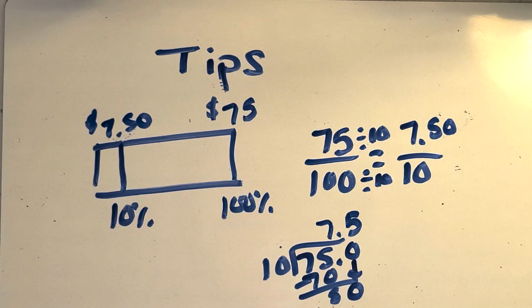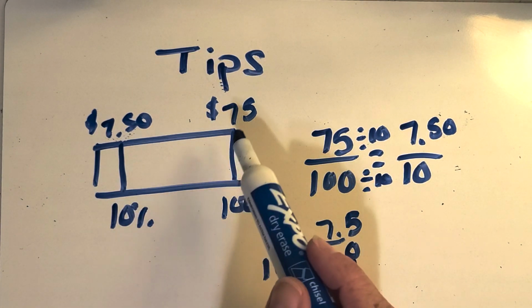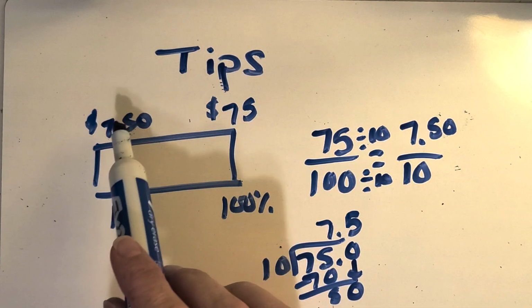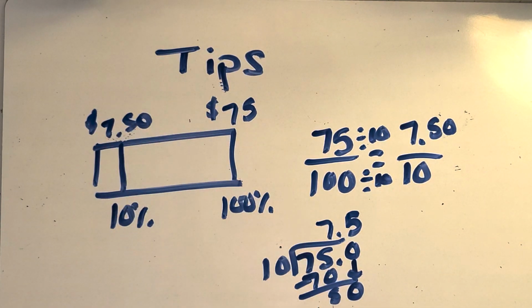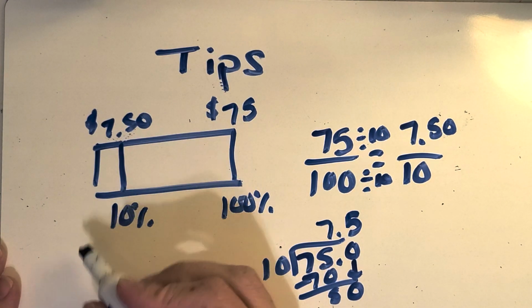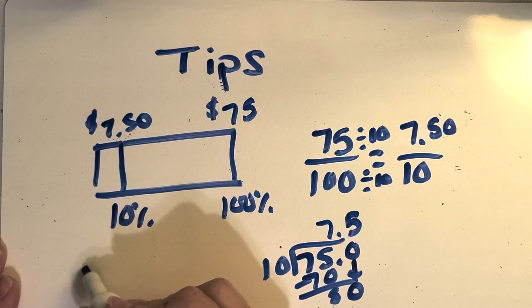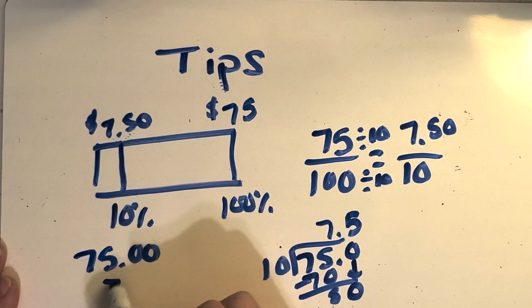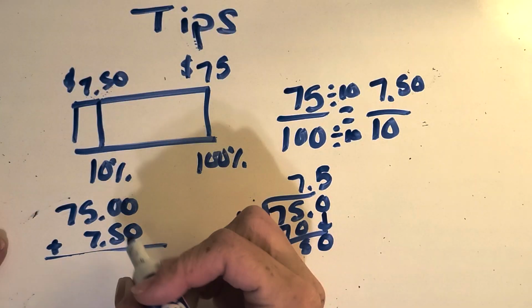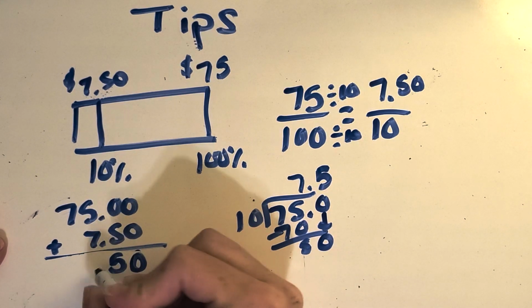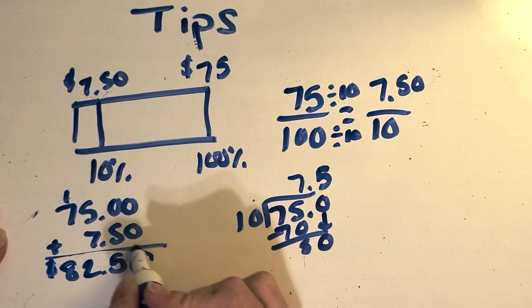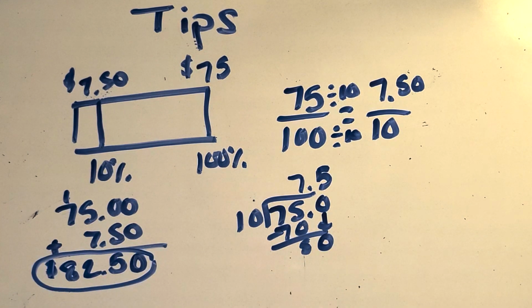Okay, now let's find the total bill then. We've got the restaurant bill before the tip, $75, and $7.50 as the tip. And so let's find that total then. Okay, $82.50 is the total at that restaurant.